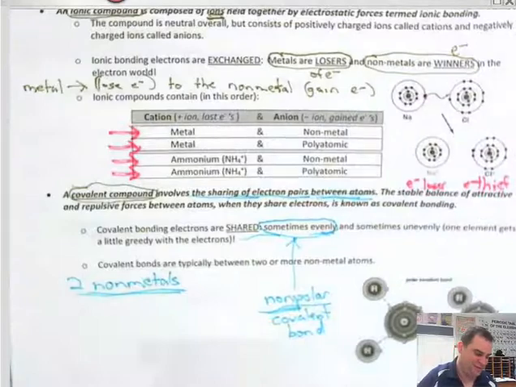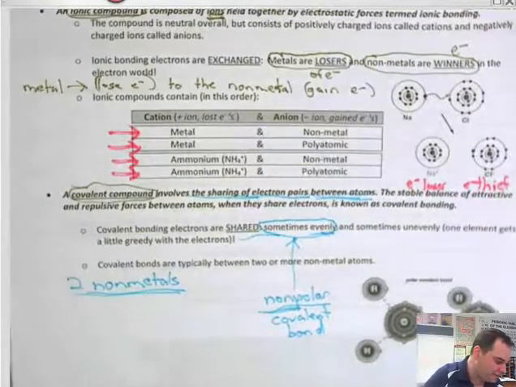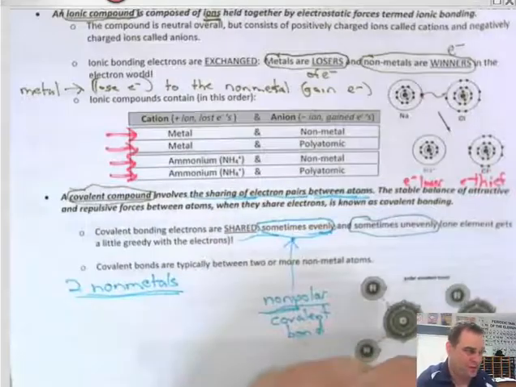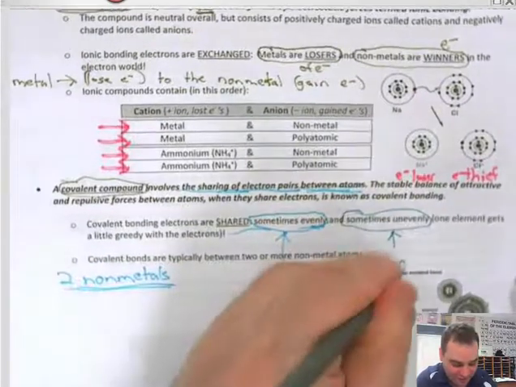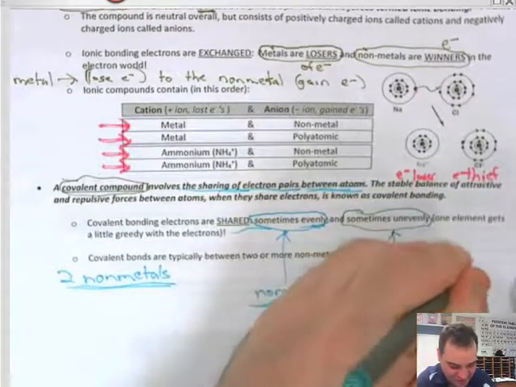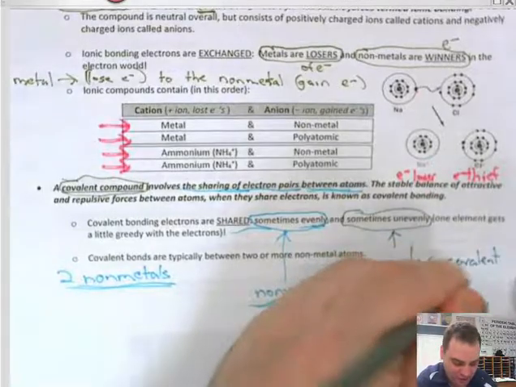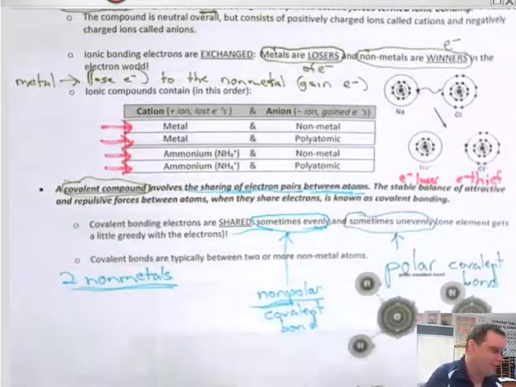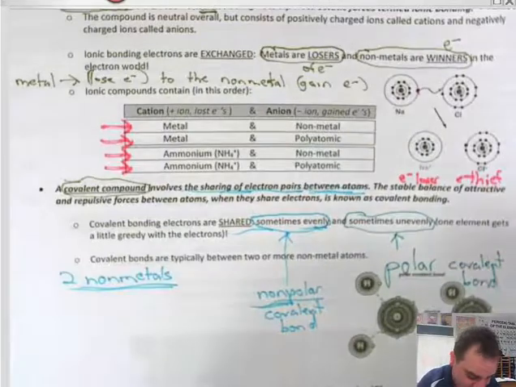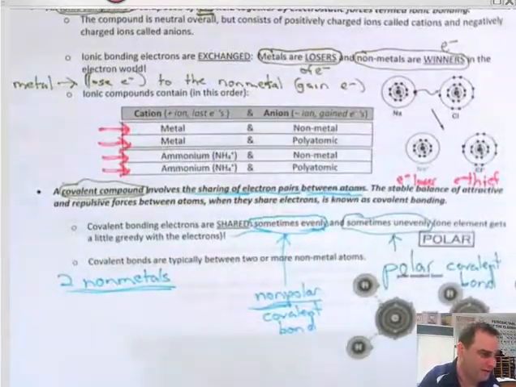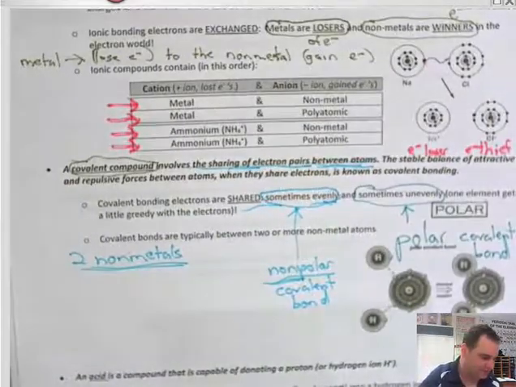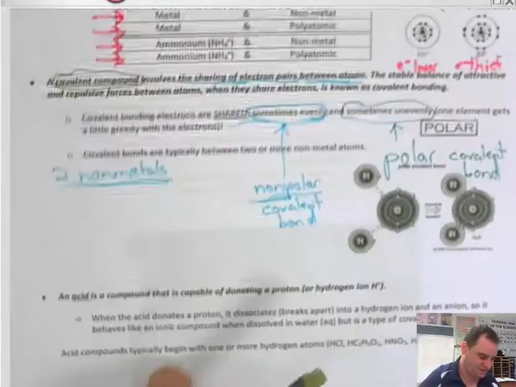But you don't have to share equally if you don't want to. Sometimes you share unevenly, which is my favorite one in the world, the infamous polar covalent bond. Because they are polar. And look, somebody knows me very well. They got me a polar stamp. Polar! That's good fun there. And when you're looking at the formulas, you're looking for two nonmetals.